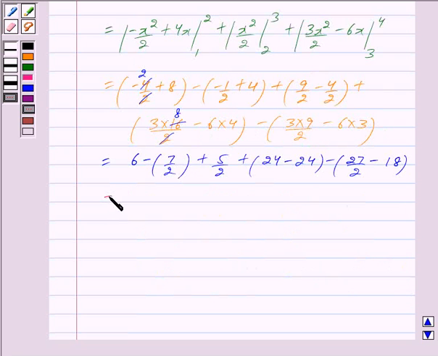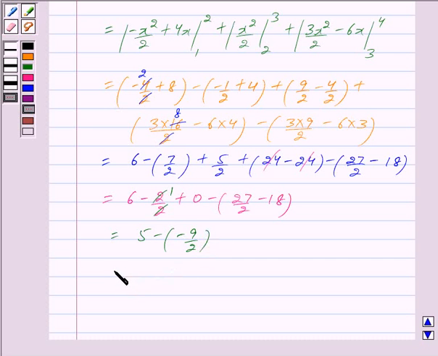Now this is equal to 6 minus, now -7/2 + 5/2 gives us -2/2, plus, now 24 and 24 will cancel out, so we get 0, minus 27/2 minus 18. Now here 2 and 2 will cancel out in numerator and denominator, so we get 1. So this is equal to 6 - 1 is 5, minus, now 27/2 - 18 gives us -9/2.